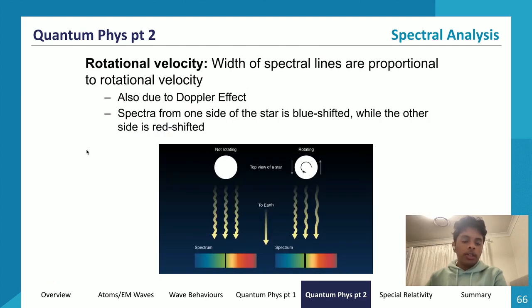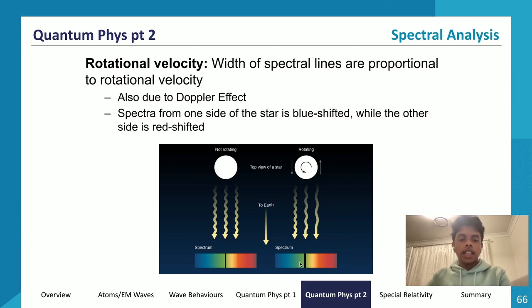We can also go through rotational velocity. What is rotational velocity? Rotational velocity indicates to us the degree, or the intensity, of rotation of a star. If the star is rotating, one end of the star is going to be moving towards us while the other end is moving away from us. If you look at the diagram, as it's rotating counterclockwise, this end over here is moving towards us and this end is moving away from us. So at this end the wavelengths are going to be shorter, squished, and at the other end the light waves are going to be stretched out.